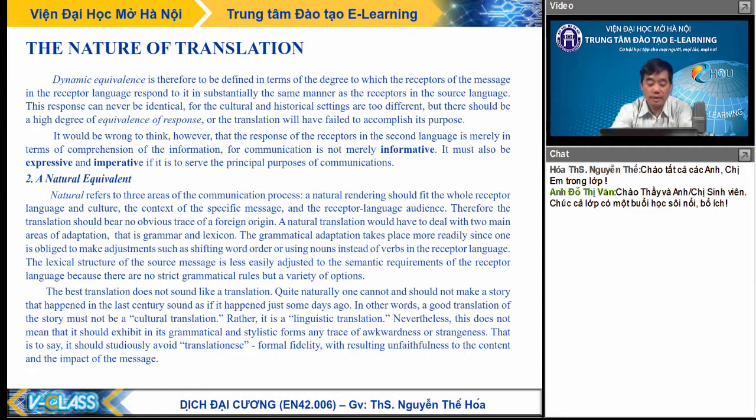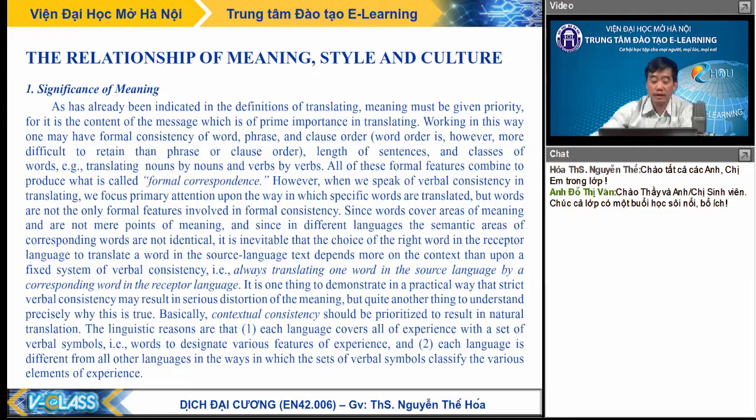The grammatical adaptation takes place more readily since one is obliged to make adjustments such as shifting word order or using nouns instead of verbs in the receptor language. The lexical structures of the source message are less easily adjusted to the semantic requirements of the receptor language because there are no strict grammatical rules but a variety of options. Okay, that's all about the natural equivalent, and now we move on to the next.